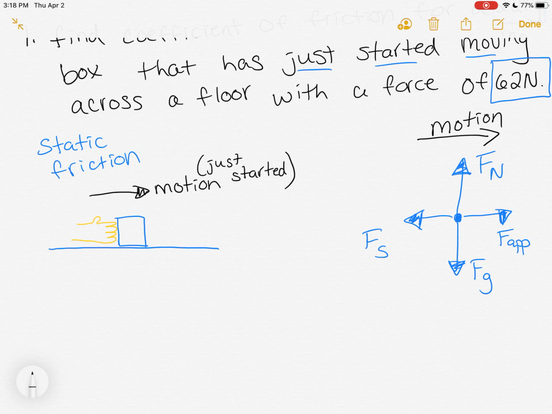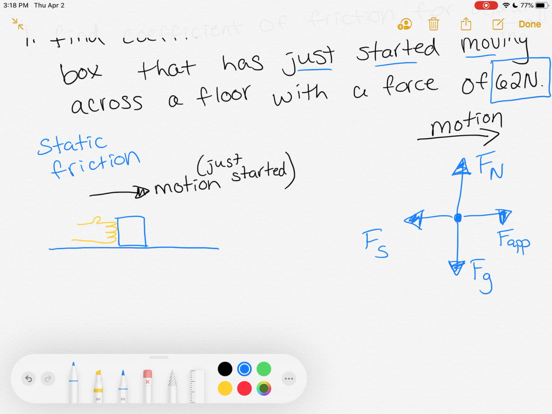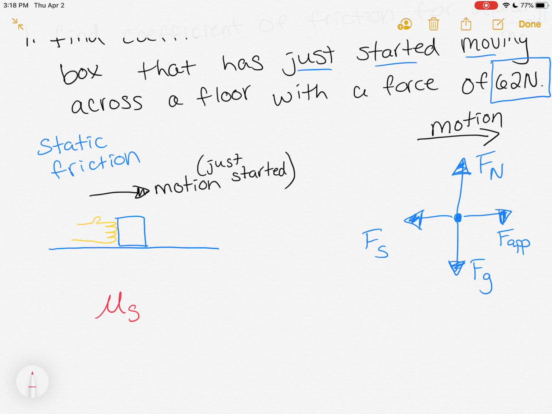Okay, so the question asked me to find the coefficient of friction. I know now that I'm looking for mu s. So my mu s formula is that mu s is equal to Fs divided by Fn. Okay, so I need to have Fs, and I need to have Fn.